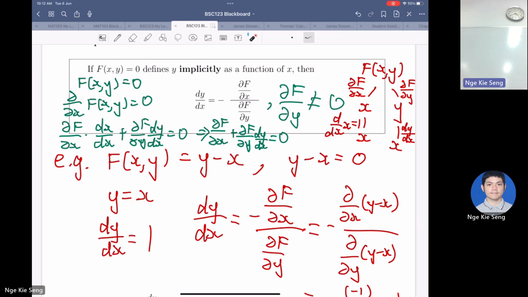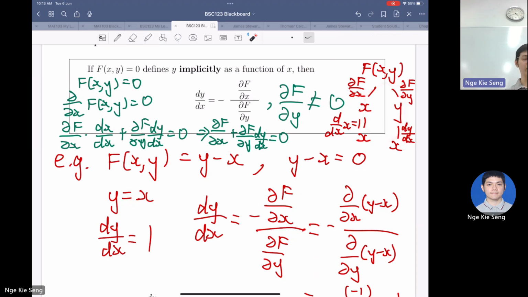But what is differentiating the capital F? We try to apply the chain rule here. Why does the chain rule make sense? Because the y variable given by the condition can be written as a function of x, so everything can be written in terms of x. That's why we get this chain rule.